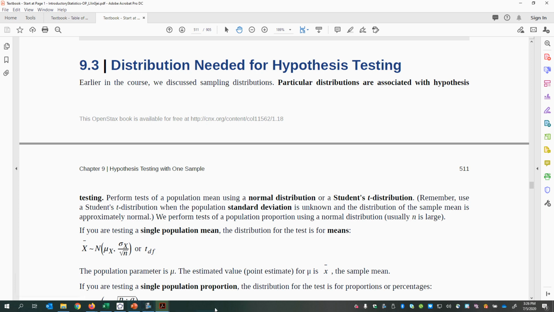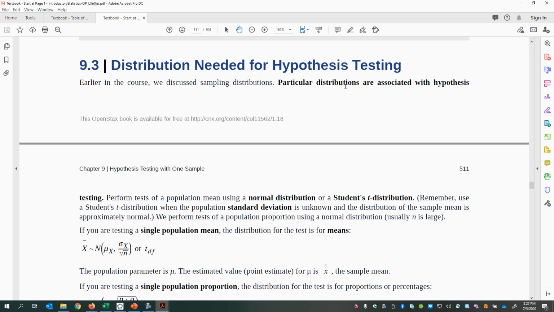Hi there, it's Professor McDonald, and in this video I'll be explaining the difference between a student t-distribution and the standard normal distribution. I'm going to begin by reading from the textbook from section 9.3, Distribution Needed for Hypothesis Testing.